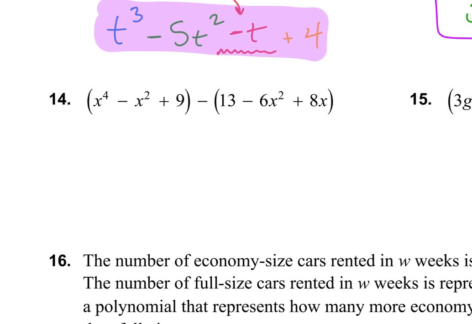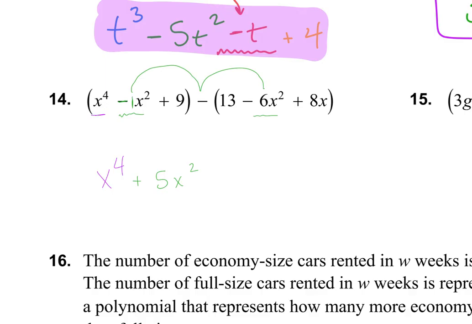Number 14. X to the 4th. He's got no friends. There are no x cubes. We have x squared and x squared. So we're going to have negative x squared minus negative x squared. That is going to be negative x squared plus 6x squared. So that's plus 5x squared because negative 1 plus 6, right?